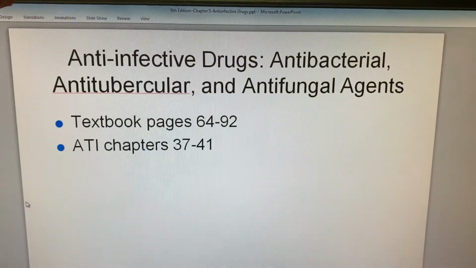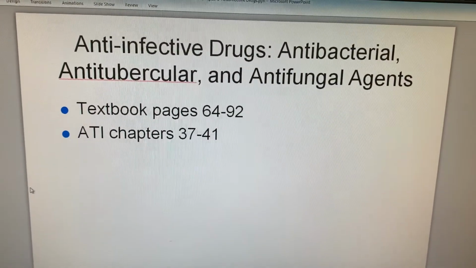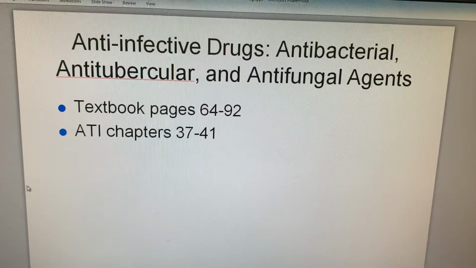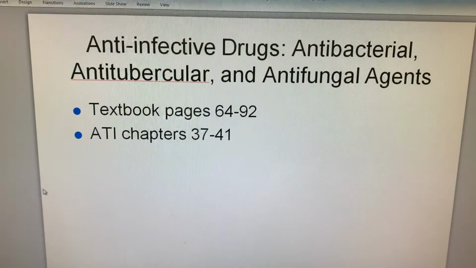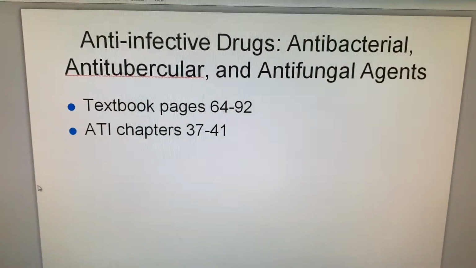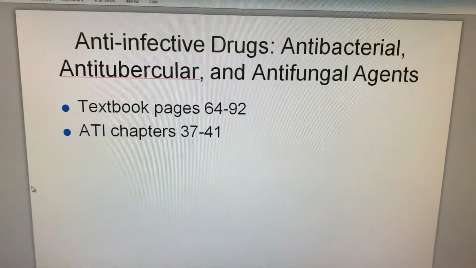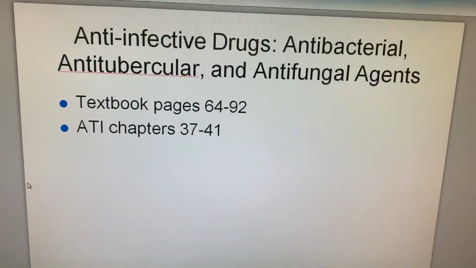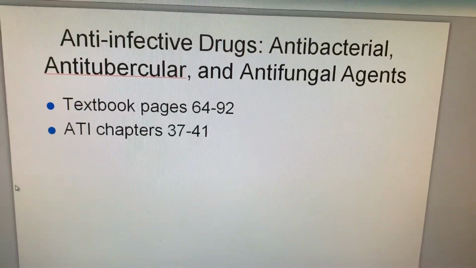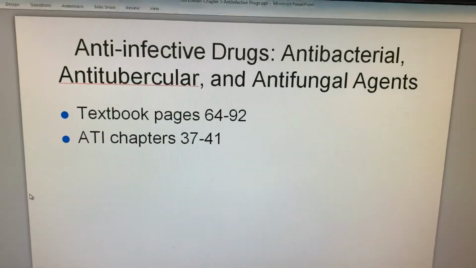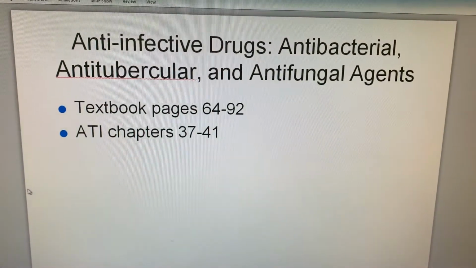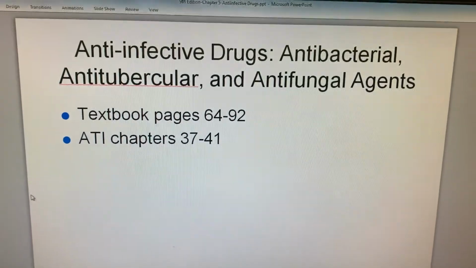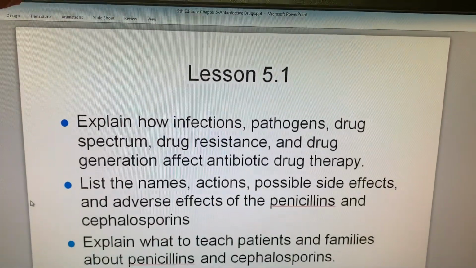So in the textbook, this material is covered on page 64 through 92, kind of a long chapter, which is why I just test over chapter 5 alone. Your ATI chapters 37 through 41, and they split things into categories, like they'll do the penicillins, the macrolides, other types of antibiotics, a class at a time. So make sure you read those 37, 38, 39, 40, and 41.